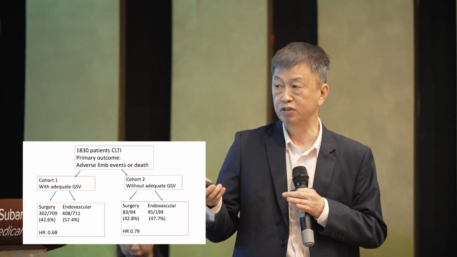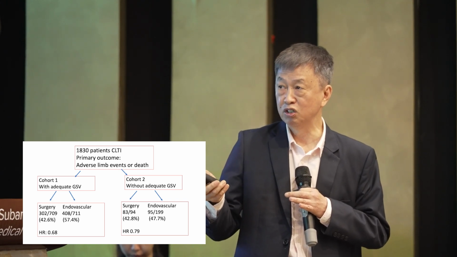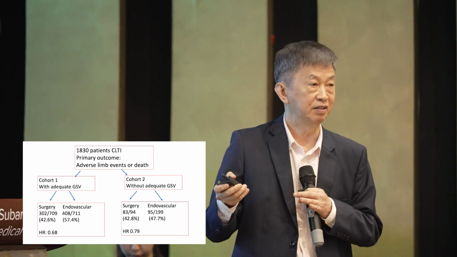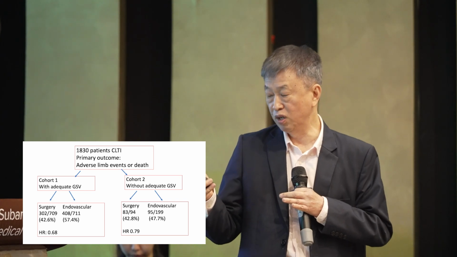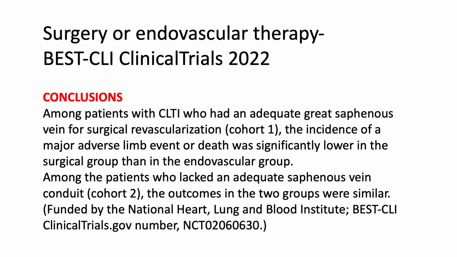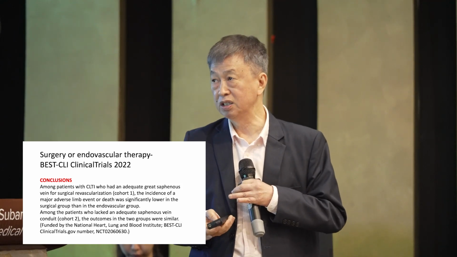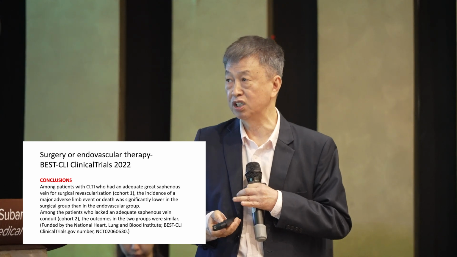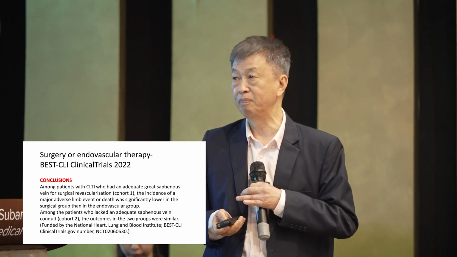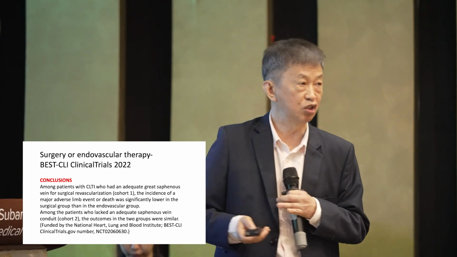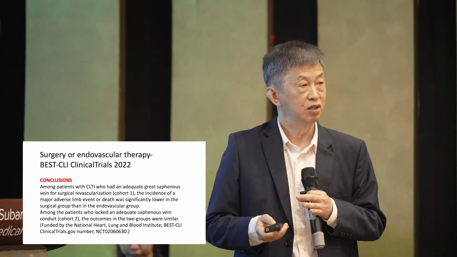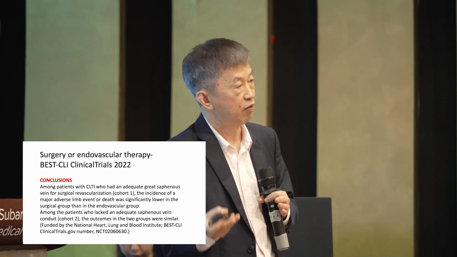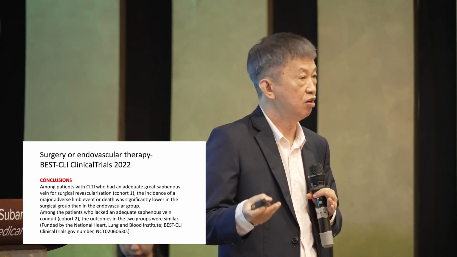The hazard ratio is 0.68. So you find that if you have a great saphenous vein, surgery is better compared to endovascular. But if you haven't got a great saphenous vein, surgery and endovascular are comparable. So in conclusion, in this BEST-CLI critical limb ischemia trial, they found that among patients with critical lower limb ischemia who had adequate great saphenous vein for surgical revascularization, the incidence of major adverse limb event or death was significantly lower in the surgical group compared to the endovascular group. However, if patients have no vein, the results are almost the same. So it's still very controversial whether we should send a patient for endovascular or open surgery.